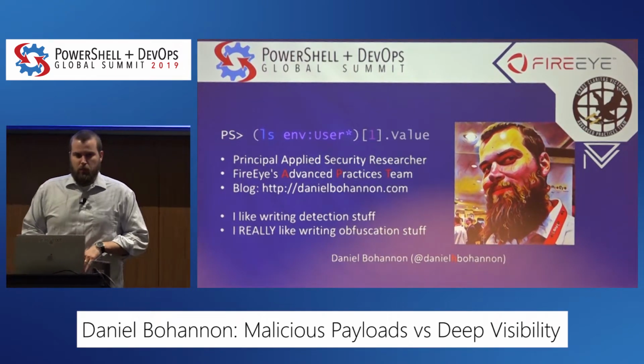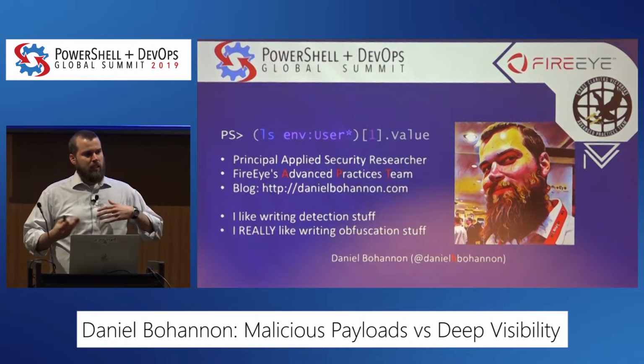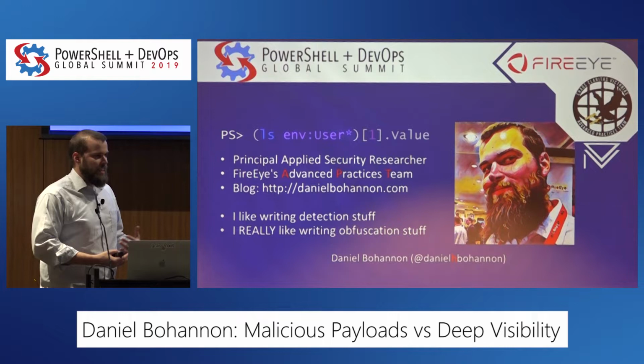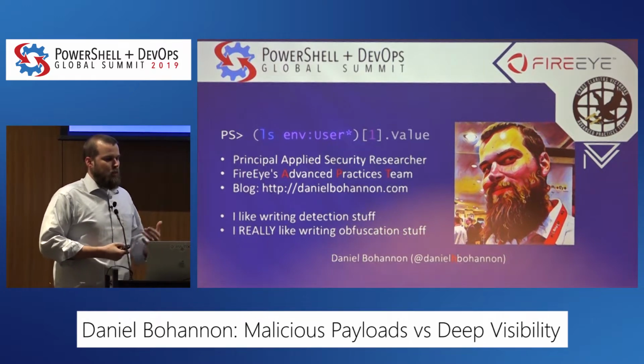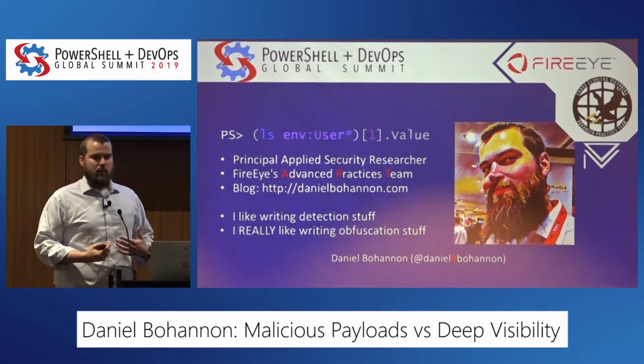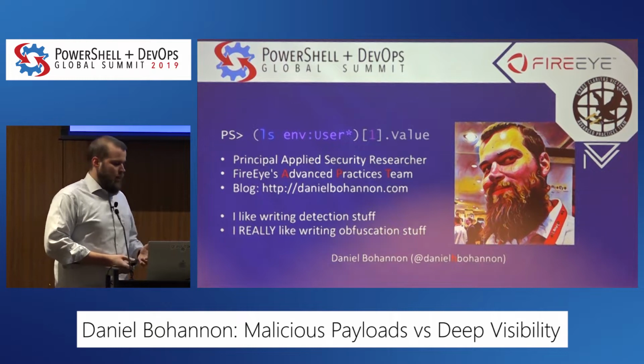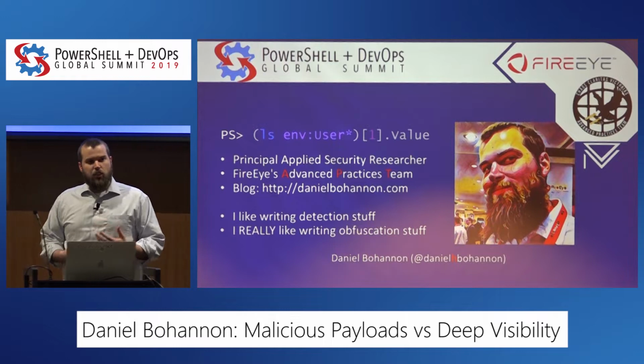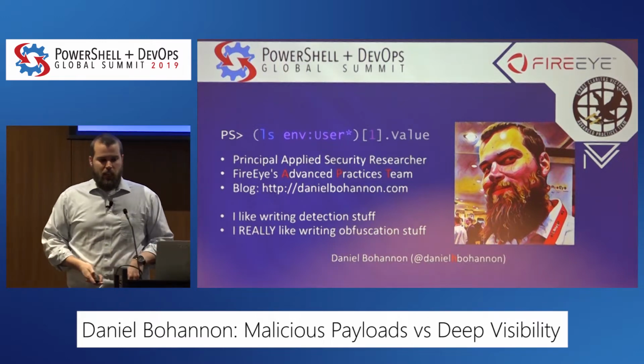So my name is Daniel Bohannon. I am a principal applied security researcher at FireEye, which basically means I get to research the world's best hackers, learn what they do, the tools that they use, the techniques they pull out, and then we get to research ways to better detect them. And if you know me, you know that I'm obsessed with PowerShell. I'm obsessed with obfuscation, evasion, and different ways of detecting evilness.